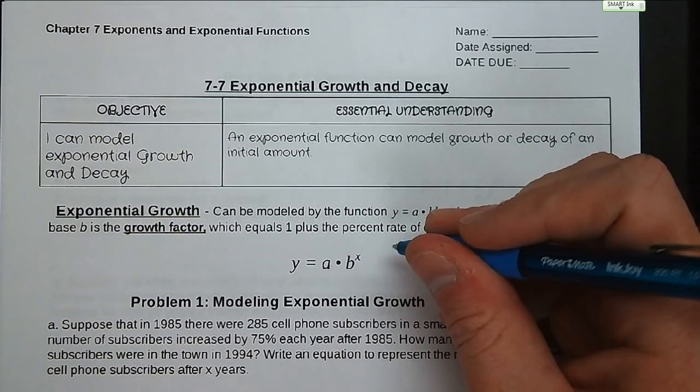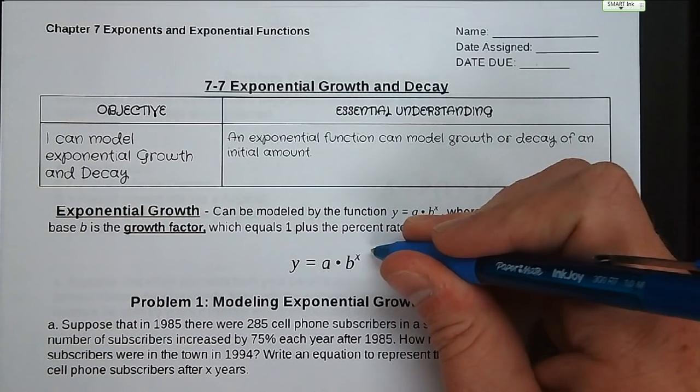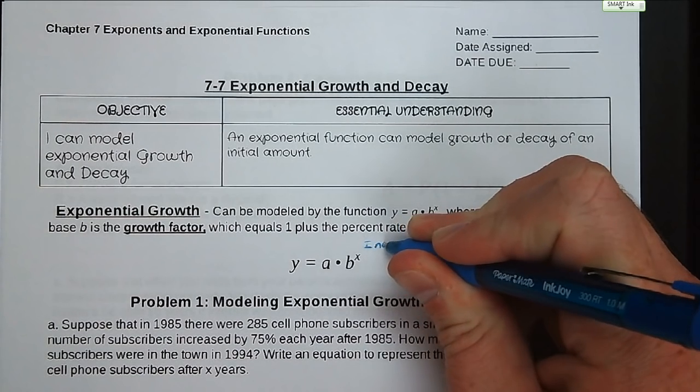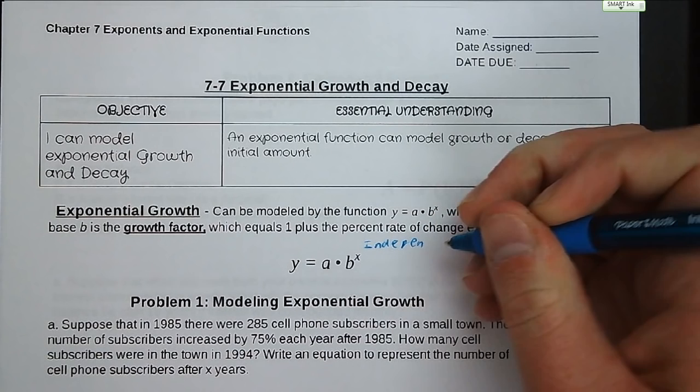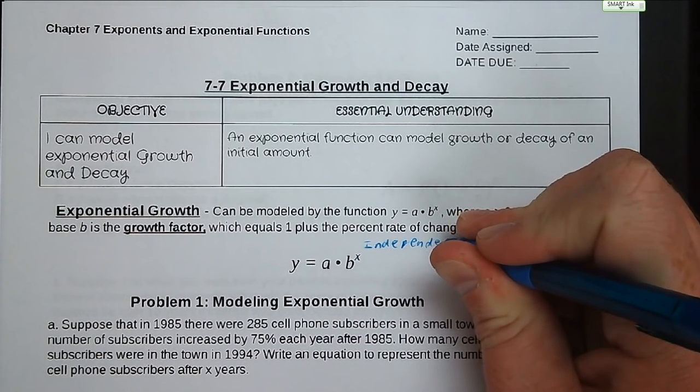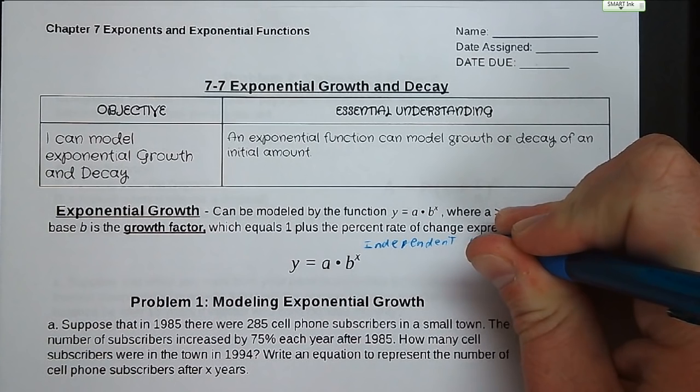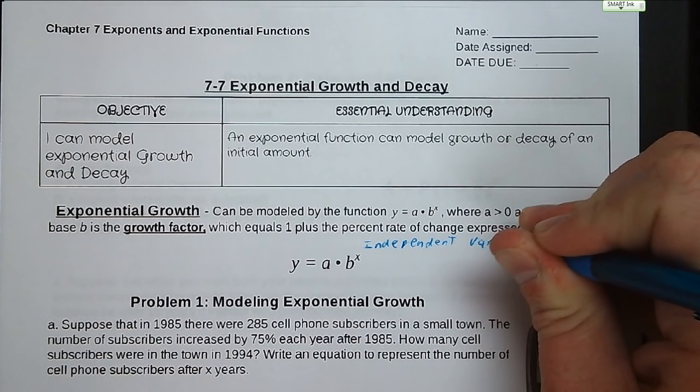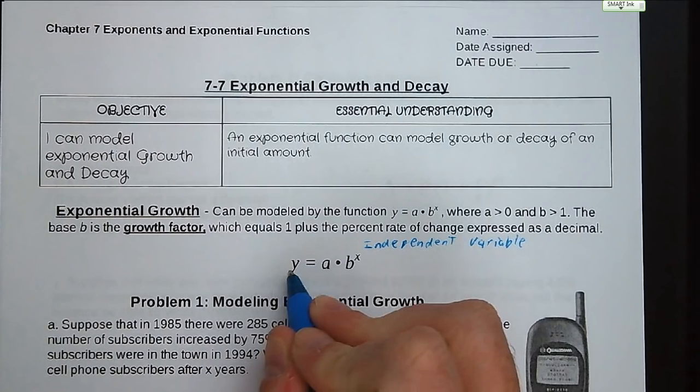So, x is always going to be our independent variable, and y is always our dependent.